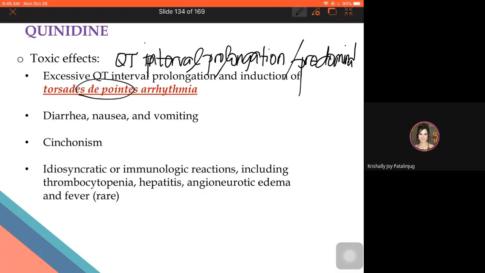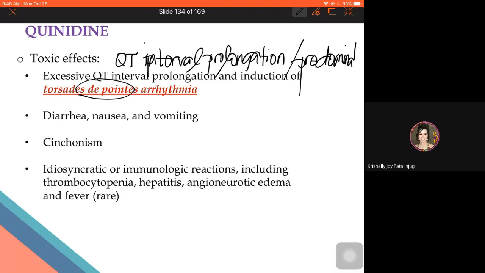Or nagkakaroon ng irregular QRS complex. Di ba? Included sa QT interval ang QRS. Kung saan sa QRS may nangyayaring ventricular contraction. So, irregular ngayon yung QRS complex. Again, the problem intercedes the pointes sa ECG niya. Makikita na puro QT interval ang ma-observe sa graph.